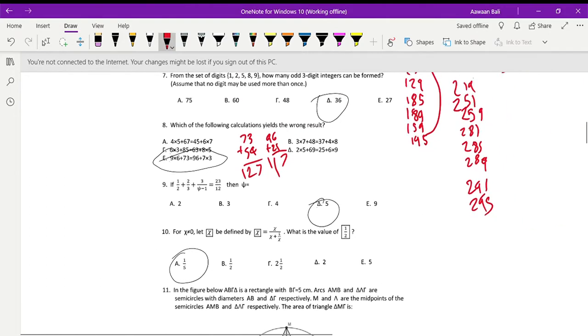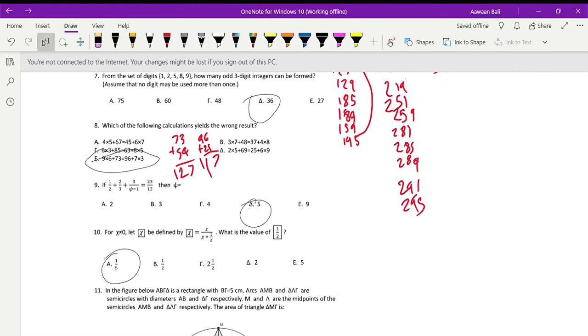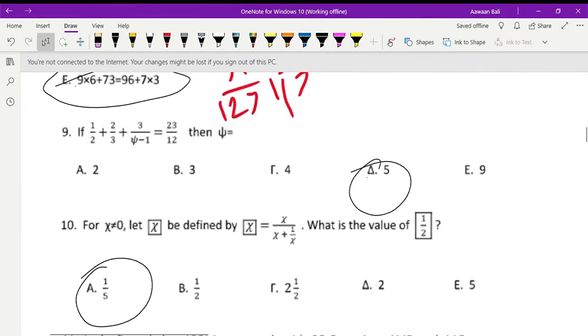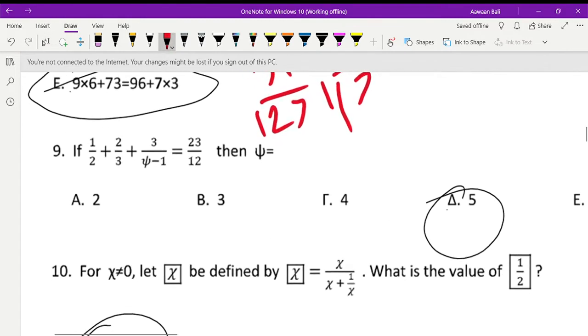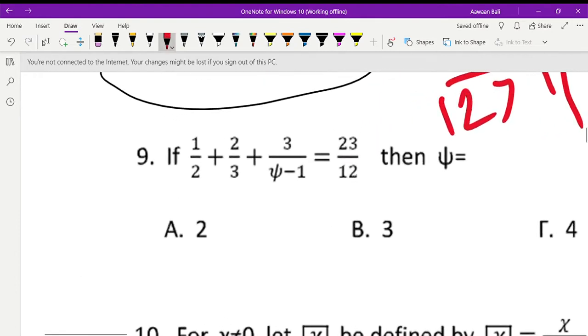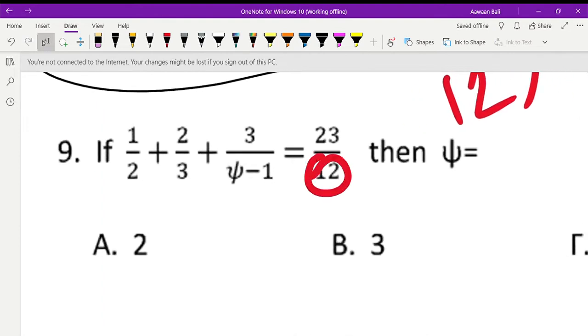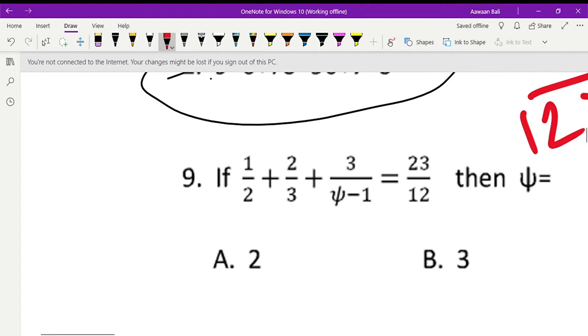We warn, in these kind of papers, some questions may repeat, so it's better to look at the past papers sometimes. I think this was also one of them, but okay, so let me explain this one. Question number 9. If a half plus 2/3 plus 3 upon c minus 1 is equal to 23 upon 12, then what's c? Okay, so that means you have to find the LCM of 12. Like the LCM has 12, so that means that 1 upon 2 will become 6 upon 12.